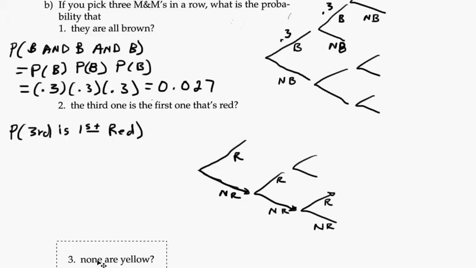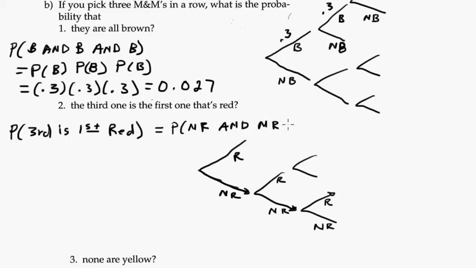Move it down here. So this is going to be the probability of not red times the probability, or actually, I guess I should write this out. It's not red and not red and red. Okay, two ands in there. So now this becomes the probability of not red times the probability of not red times the probability of red.